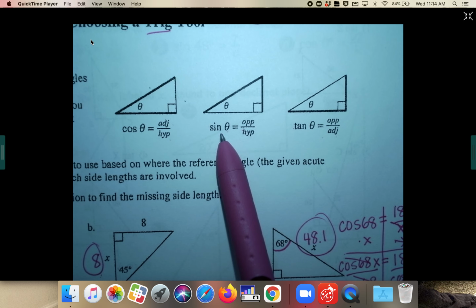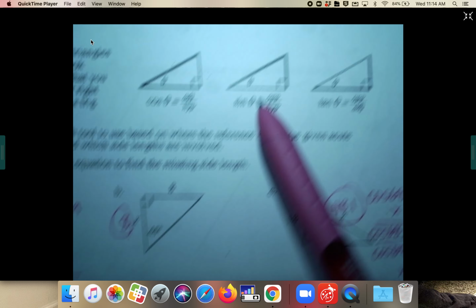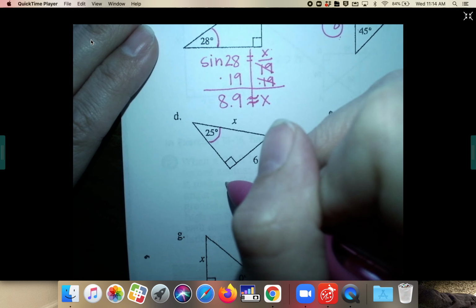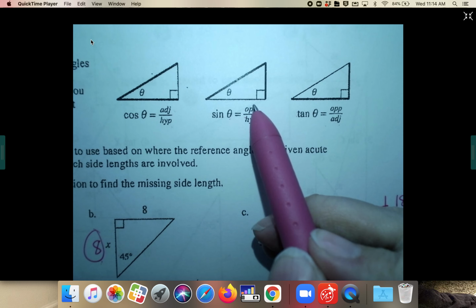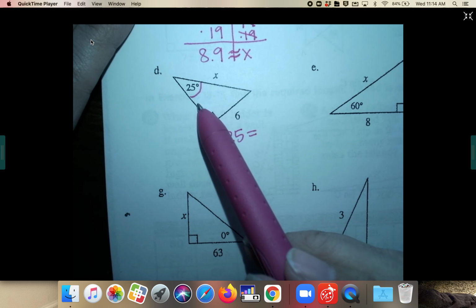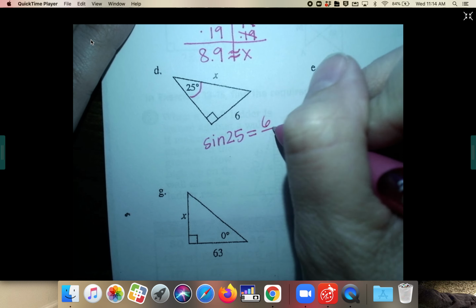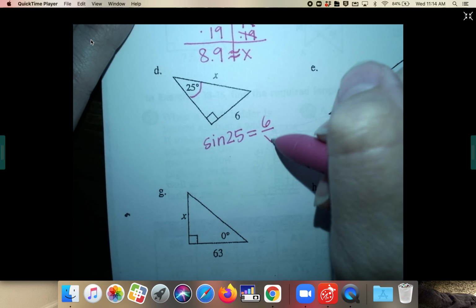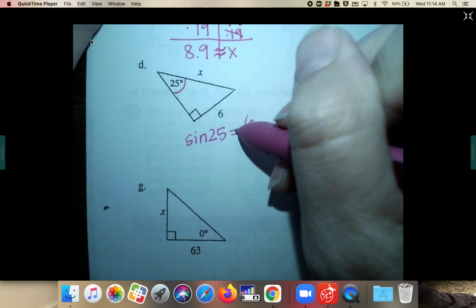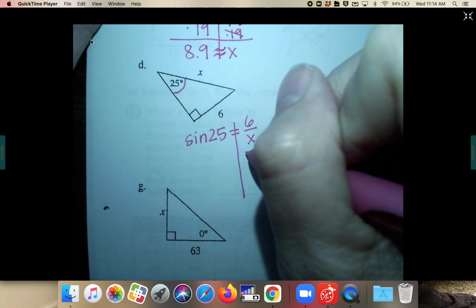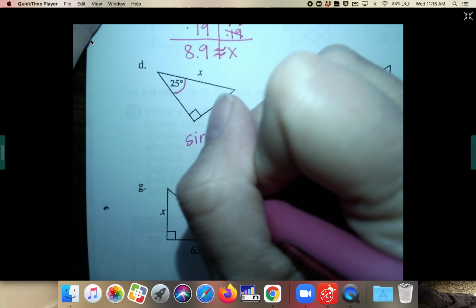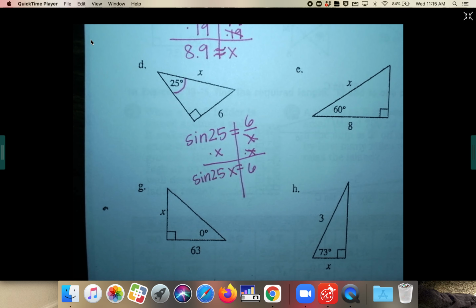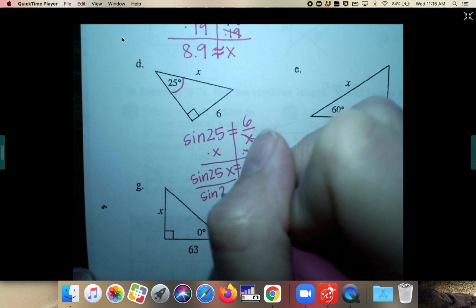Opposite and hypotenuse is sine. So we want to do sine of 25 degrees. I'm going to write this out over here. Sine 25 equals opposite over hypotenuse. So our opposite is 6 over our hypotenuse, which is x. Okay, so we're going to solve this one the same way we did the previous one. It's being divided by x, so you're going to multiply by x on both sides. That would be sine 25x because we've squished them together and multiplied. And so now we're going to need to divide by sine 25.